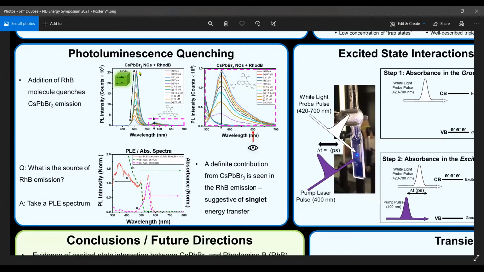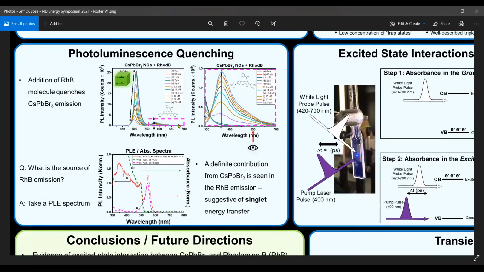And so this is a trace here showing that as we go on progressively adding more and more of that rhodamine B dye molecule, we see less and less light being emitted from our cesium lead bromide perovskite nanocrystals. So that's what's happening here, and that shows us that there's deactivation of the excited state of the nanocrystals, some sort of interesting excited state interaction.